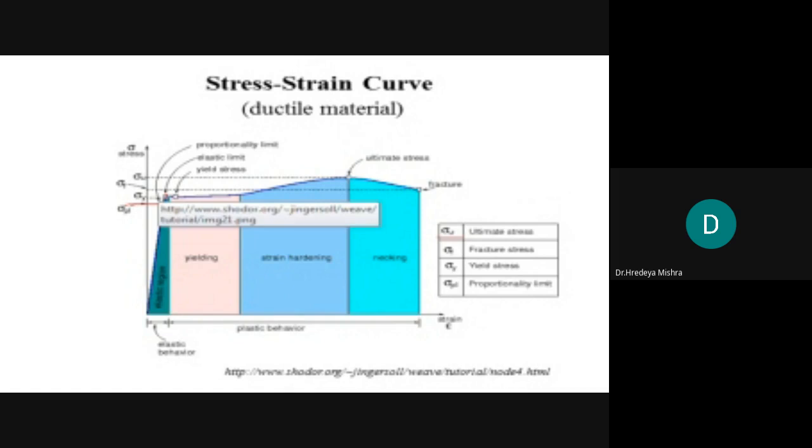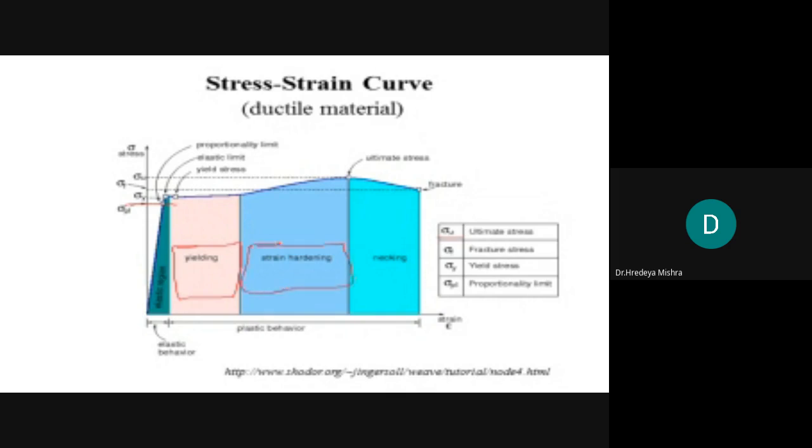Then what is the meaning of that? At this point the elastic and plastic deformation combine. Some elastic property is there, and some plastic property is also there. So we can say that this yielding zone is the combination of plastic deformation as well as elastic deformation.